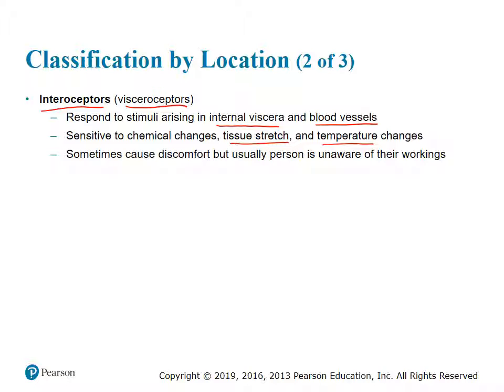So chemicals, pressure changes or mechanoreceptors, temperature changes or thermoreceptors. So all these internal receptors can also be those types of receptors. Sometimes we can perceive them as painful or discomforting, in fact irritating, but usually these are going to be unconscious, right? We don't perceive them consciously.